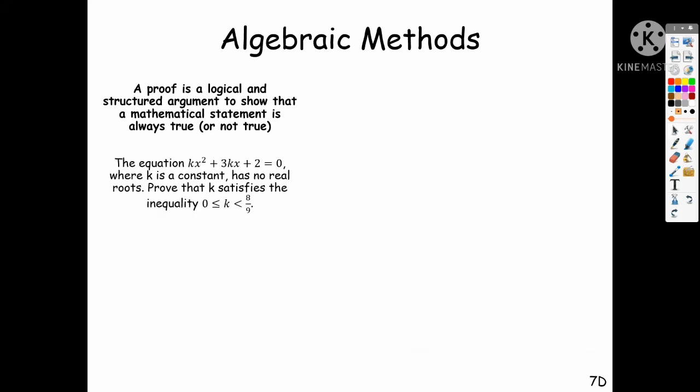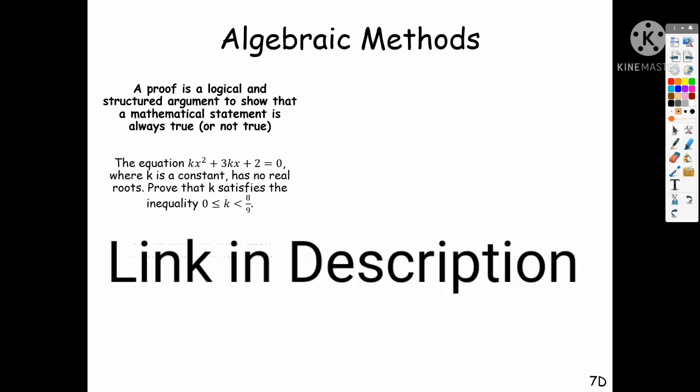And the equation kx squared plus 3kx plus 2 equals 0, where k is a constant, has no real roots. Prove that k satisfies the inequality 0 is less than or equal to k, which is less than 8 over 9. Now, this is a discriminant in disguise. I'd use the discriminant here. This is what I automatically go for. I find a, b, and c, and I will then basically solve the inequality. I did discriminant inequalities in my inequalities video, which was posted not long ago, so make sure you watch that before watching this.